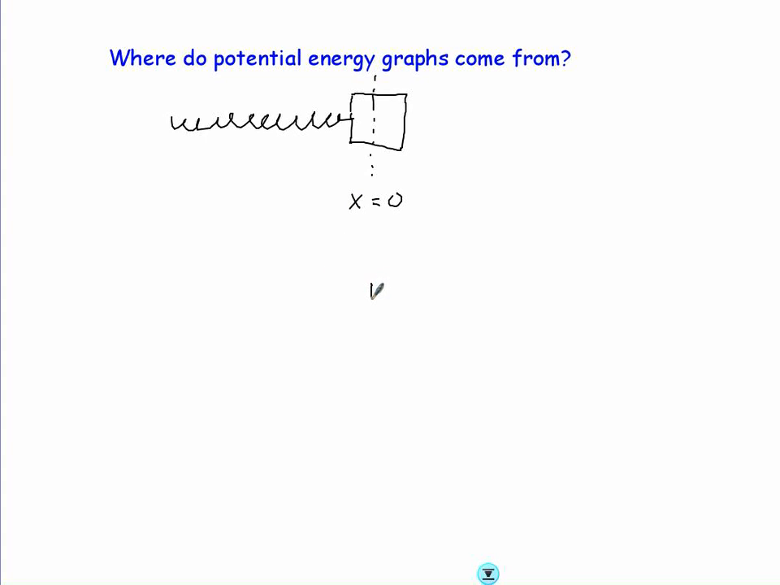So down here, I'm going to draw some axes for a graph. And the vertical axis is the potential energy that the object attached to the spring has. And the horizontal axis is the position of that object.